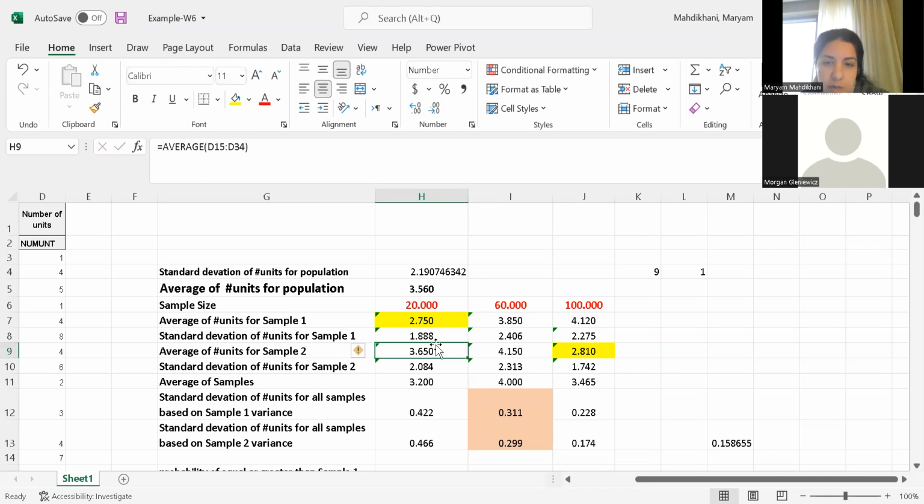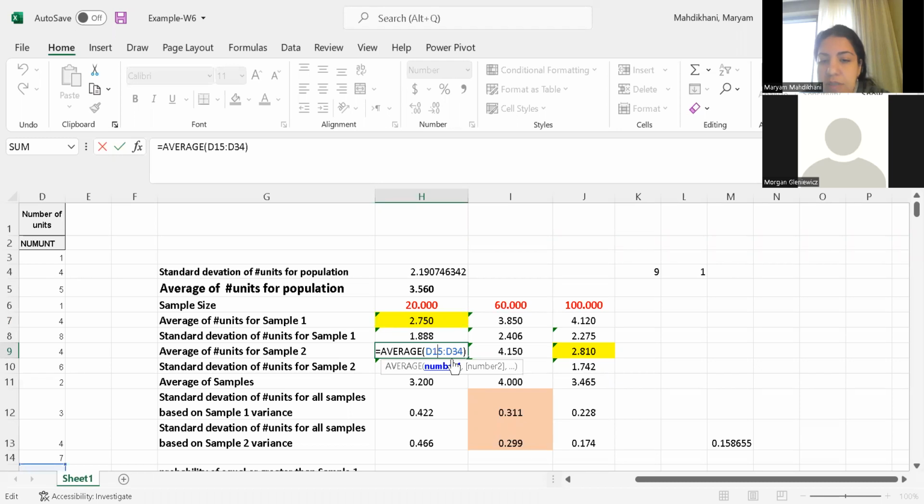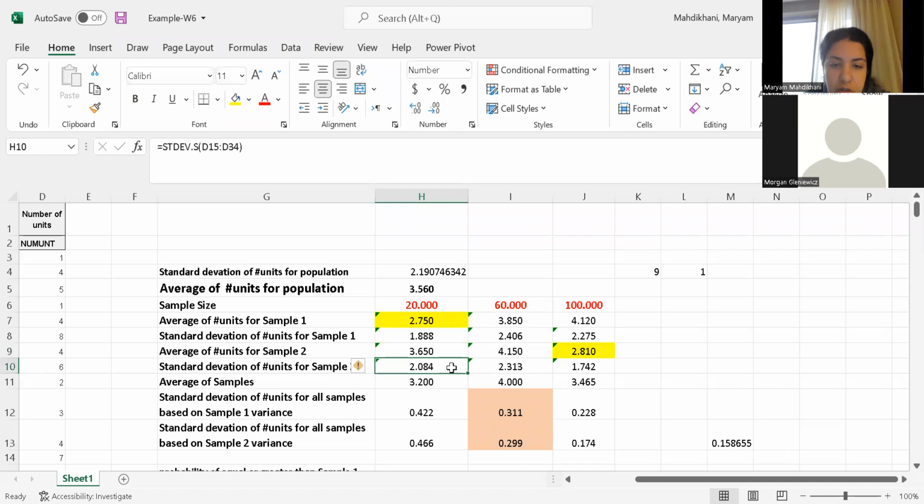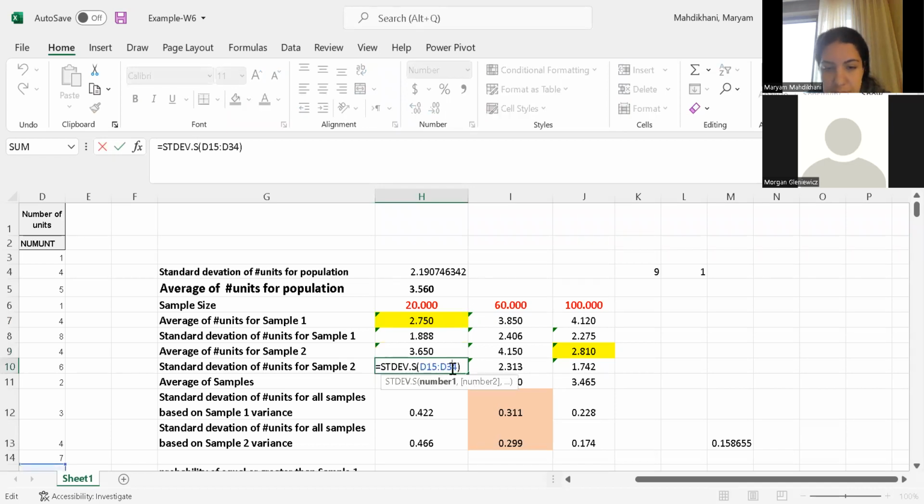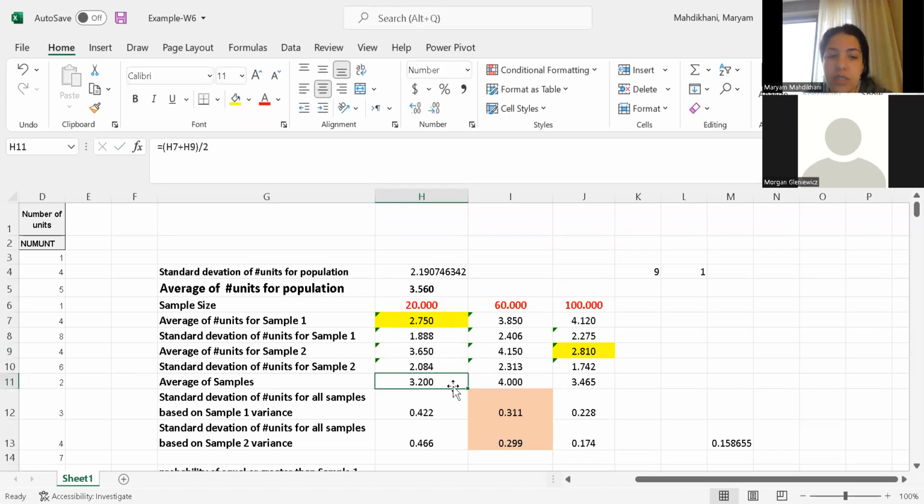And I'm also going to take another sample. So I take this first sample, and I take another sample as well. I take sample 2, this time from D15 to D34, totally random. You can also do the same thing, totally random, choose 20 observations. I take the average of that. I also take the standard deviation of that.